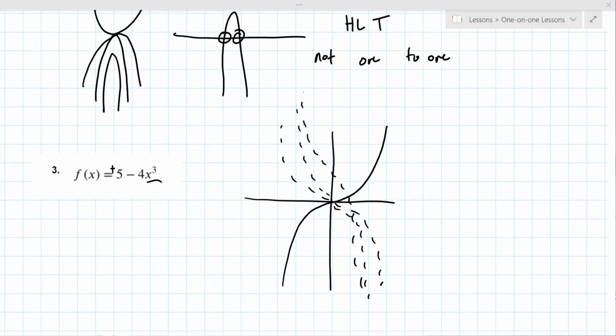Oh, okay. So this definitely passes the test. This one is good because a horizontal line only hits it one time. So I mean, there's a few other ways to do it, but this is probably the cleanest. So now we actually have to find its inverse.